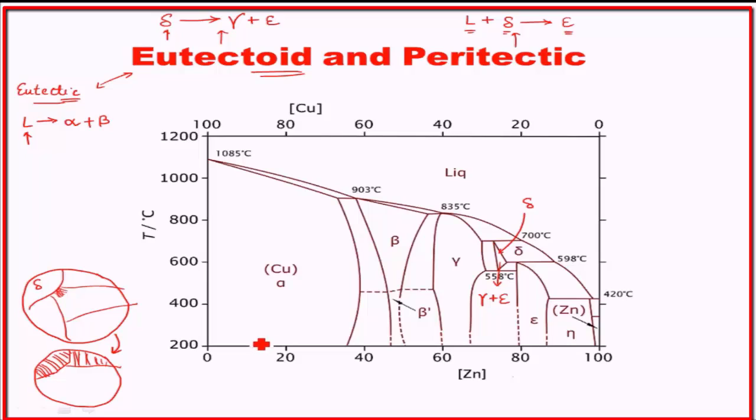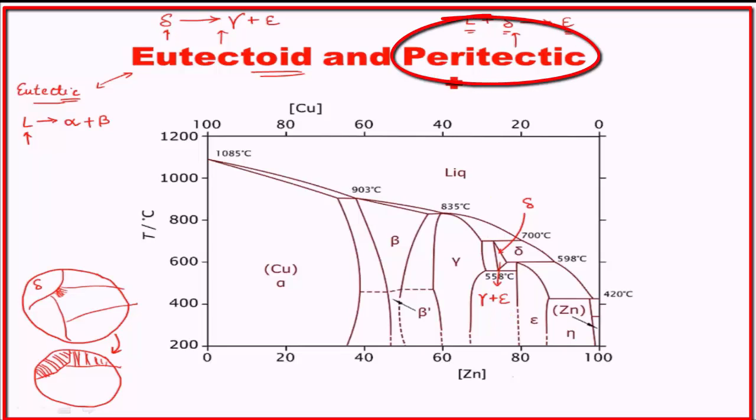And similar to the case of the eutectic reaction, even if we did not go exactly to that composition, even if we were at a different composition, the last bit of solid that will remain in the form of delta will be of the eutectoid composition, and that delta at eutectoid composition will give rise to gamma and epsilon, similar to the case of the eutectic reaction. Okay, we'll revisit this when we discuss the iron carbon phase diagram.